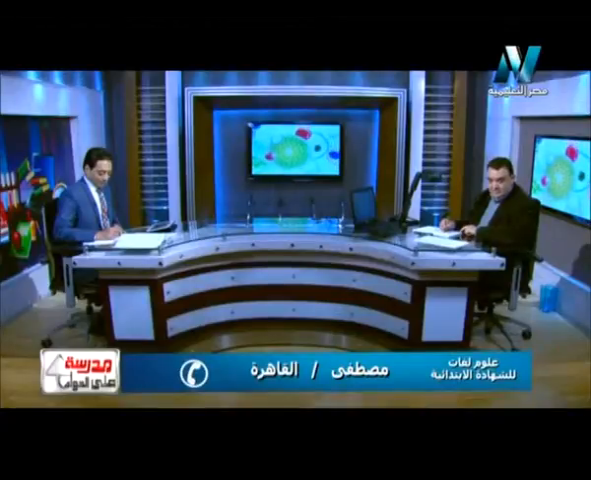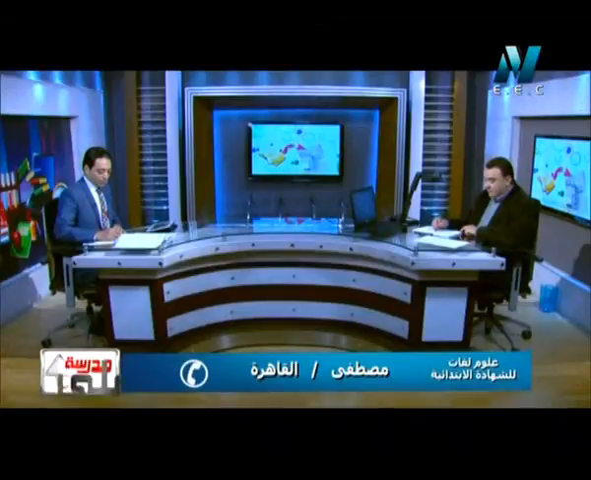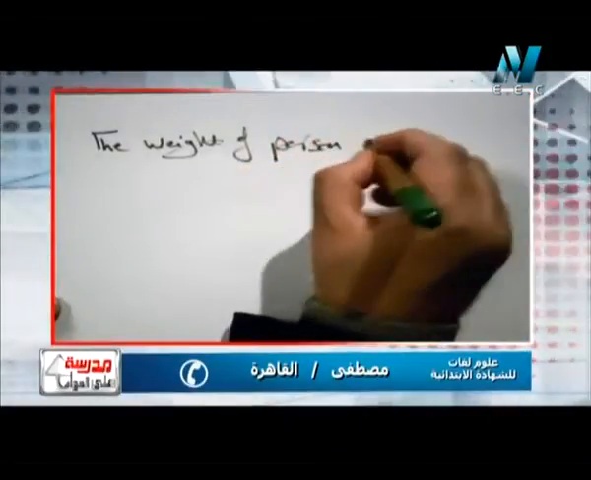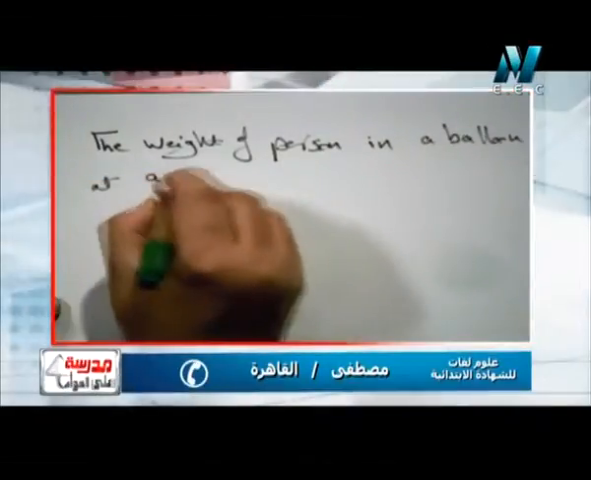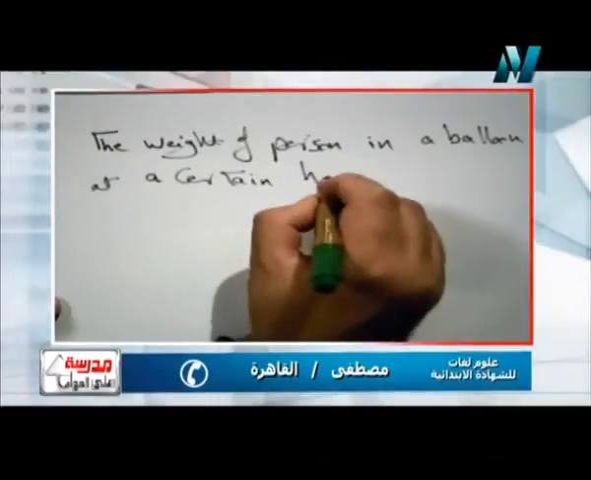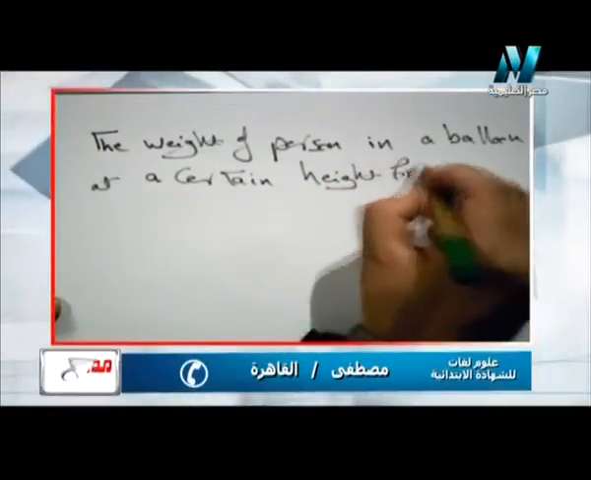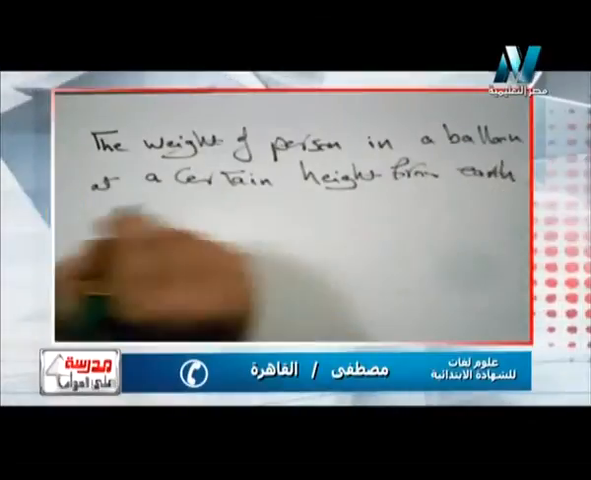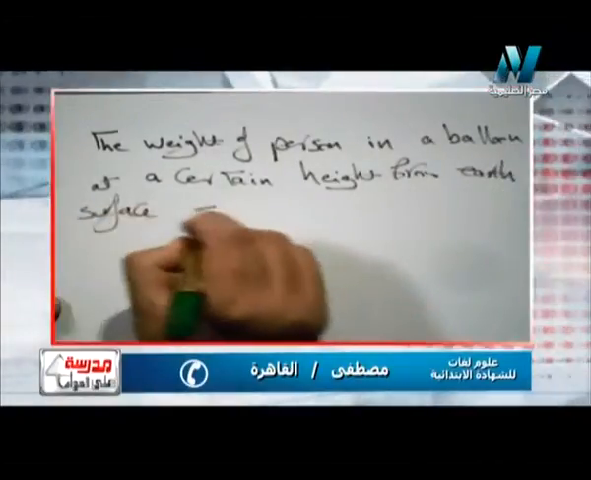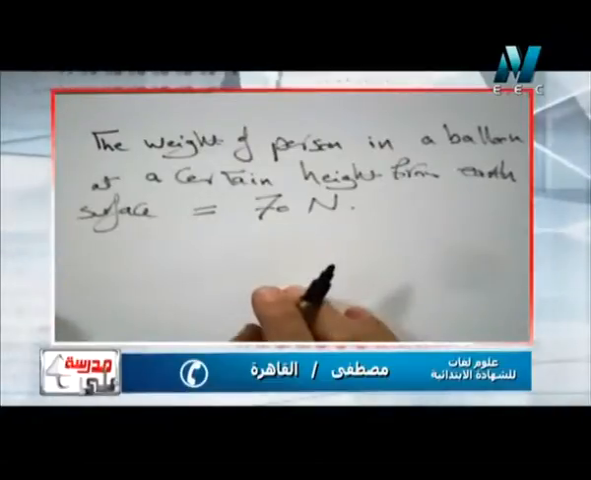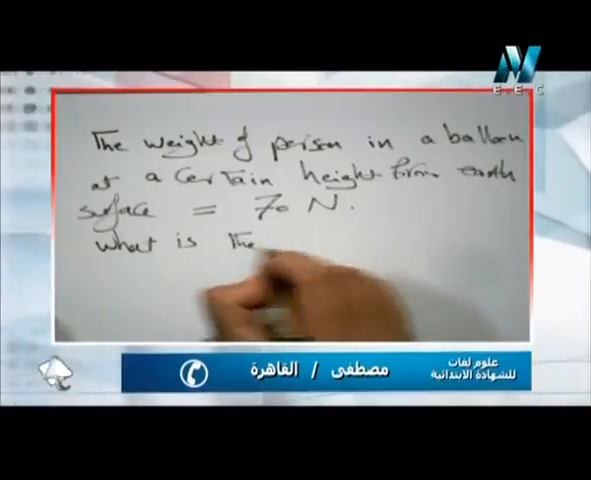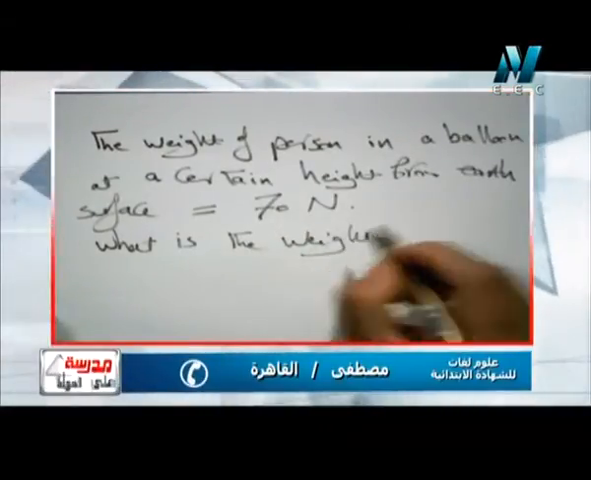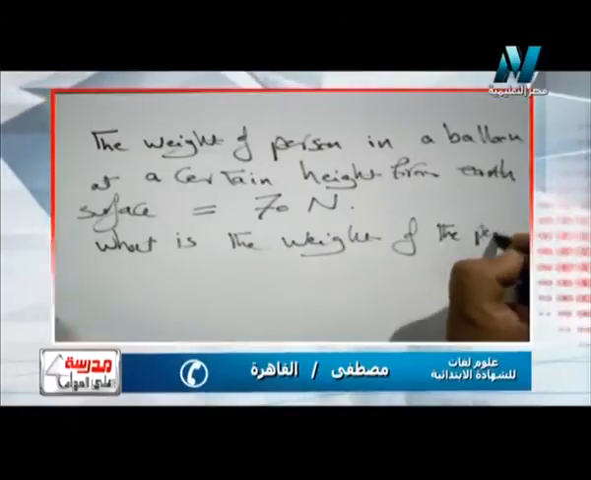The weight of a person in a balloon at a certain height from the Earth's surface equals 70 Newton. What is the weight of the person on the Earth's surface?